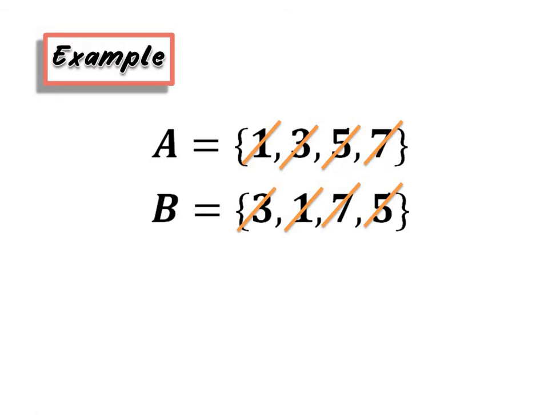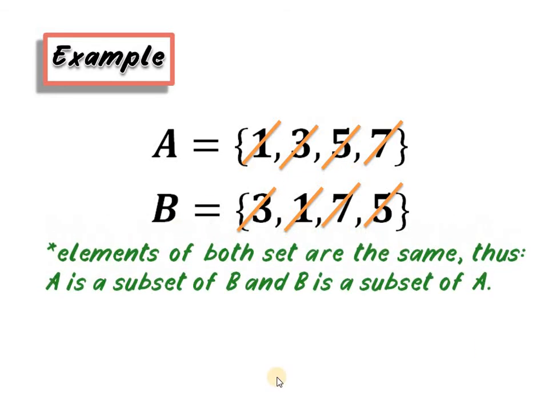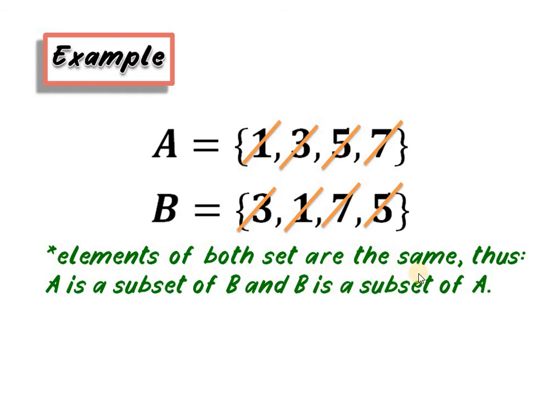What did you notice on the marks of the two sets? Right. All of the elements in set A match all of the elements in set B. Since elements of both sets are the same, thus A is a subset of B and B is a subset of A. We can say that A is an improper subset of B.